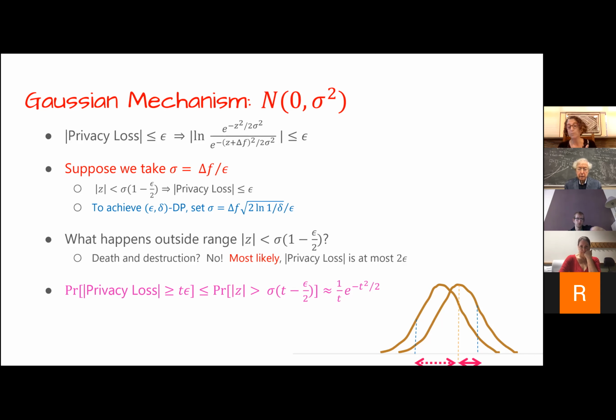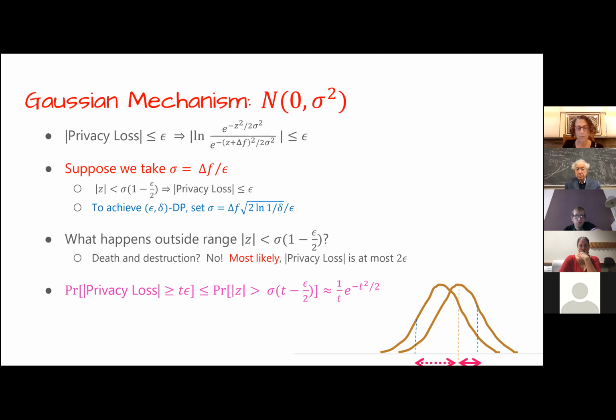Most likely the privacy loss will be at most 2 epsilon. In general, the probability that the privacy loss is larger than t times epsilon is just the probability that the draw is larger than sigma times t minus this term, and that falls off exponentially in t squared. By going through these analyses, we know how we have to set the variance in order to ensure epsilon-delta differential privacy. We end up with this term, log 1 over delta, or 2 times log 1 over delta, hanging out there. That's a little annoying, but it can still be good when we're looking at, say, large numbers of counting queries.